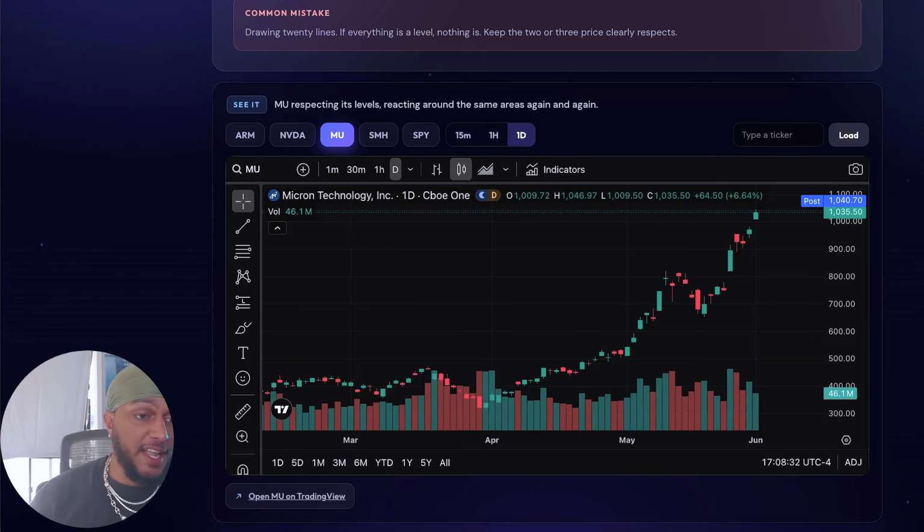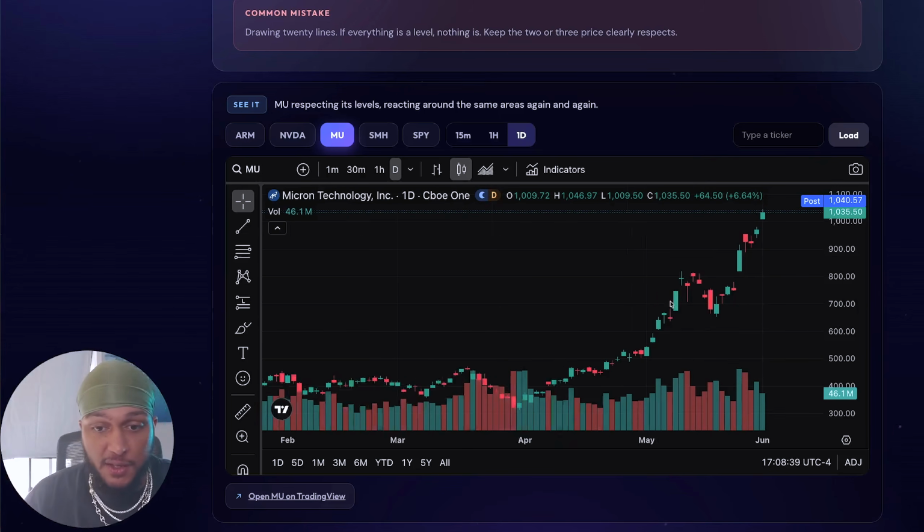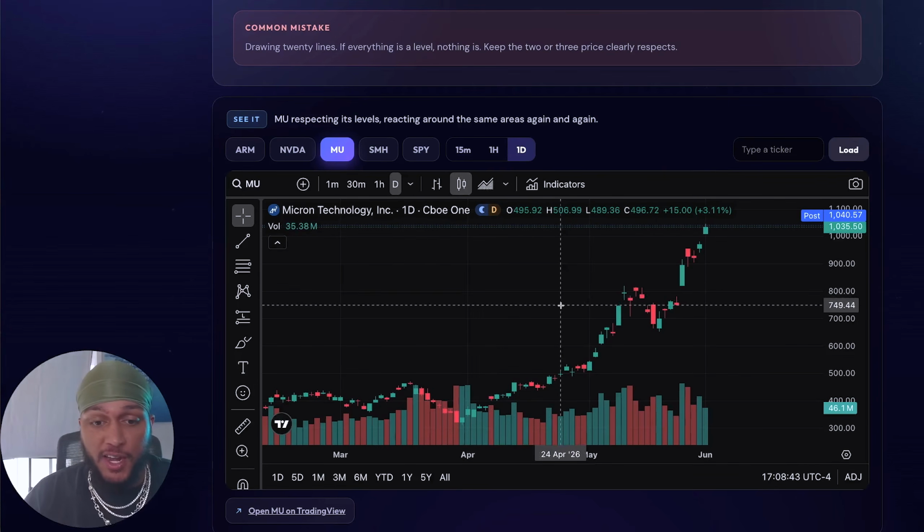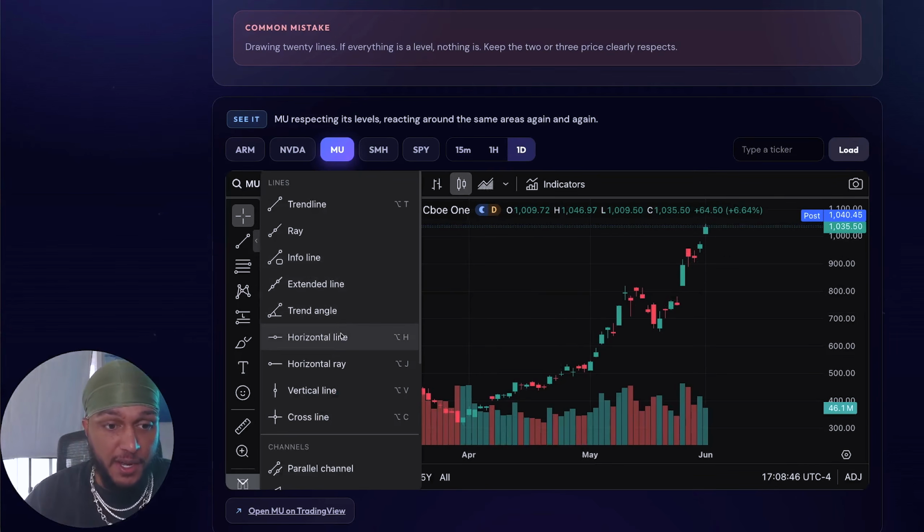So again, using something like the indicator is really simple. It has everything marked out for you. Really great tool, I recommend using it. If you guys don't want to use the indicator, all you have to do, like I said, is look for, like it says right here, prior breakout points or old highs or old lows. Looking at Micron here, if you don't want to use the indicator, come over here.